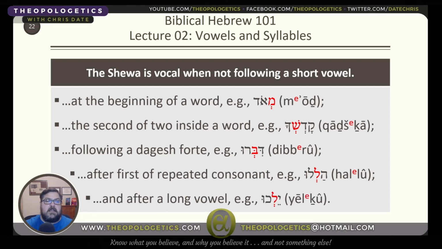And then finally, the shva is vocal if it's after a long vowel. The vowel sound in the previous word we looked at, hallelu, that vowel sound ah under the he is a short vowel. Under a long vowel, like a tsere, which you'll learn shortly, the shva is vocalized. So in this case, it's not yel-hu, it's ye-l-hu, three syllables.